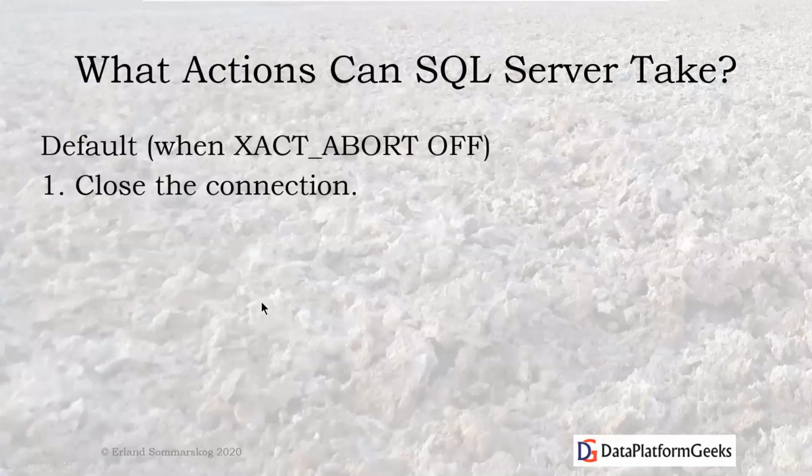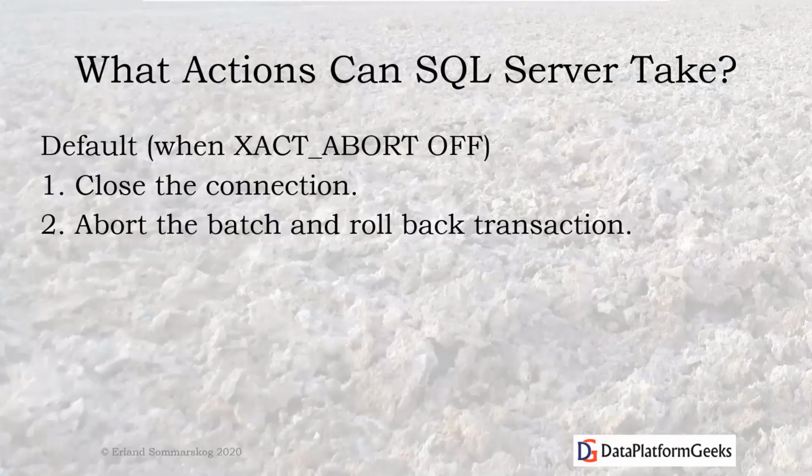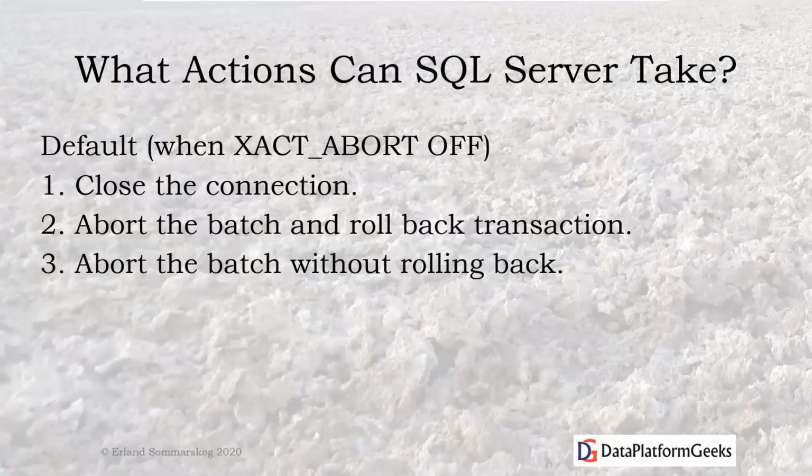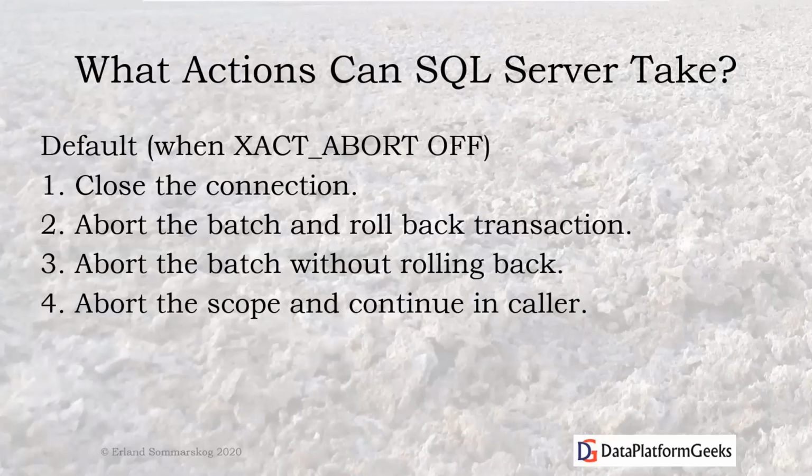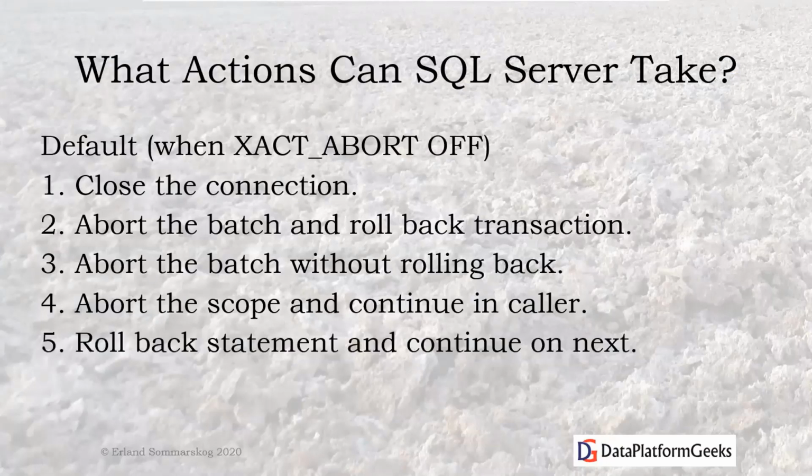So what actions can SQL Server take by default when XACT_ABORT is off? Well, the most severe action it can take is to close the connection. The next, almost equally severe, is to abort the batch and roll back the transaction. It can abort the batch without rolling back. It can abort the current scope and continue in the caller. Or it can just roll back the current statement and continue on the next one.